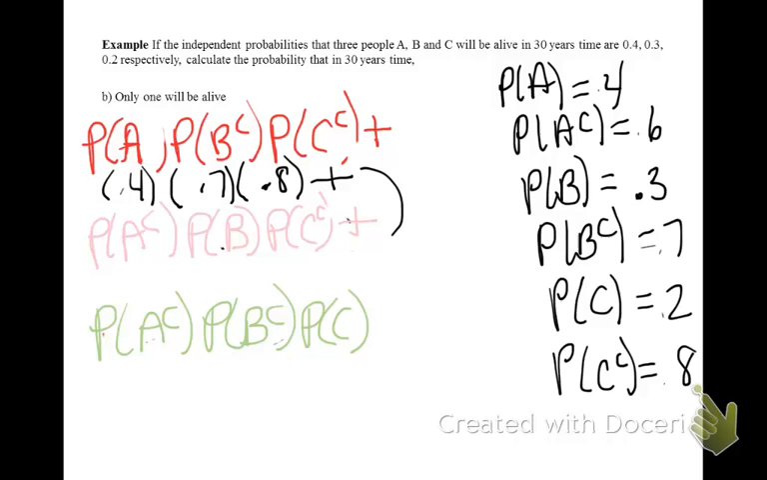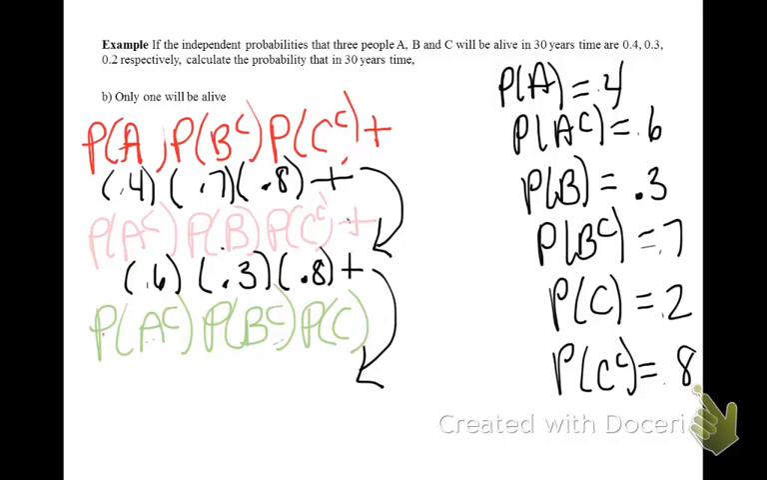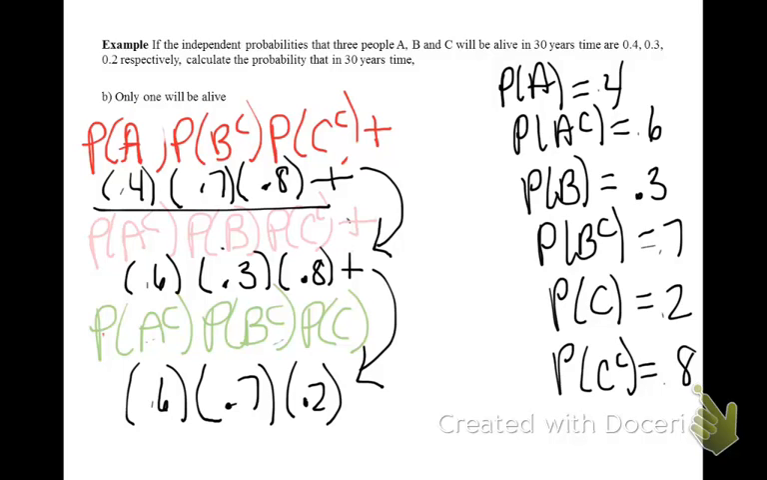Plus, when we come down to the next line, the probability of A complement is 0.6, the probability of B is 0.3, and the probability of C complement is 0.8. Plus, dropping to the next line, the probability of A complement is 0.6, the probability of B complement is 0.7, and the probability of C is 0.2. So if we add up these numbers plus these numbers plus these numbers, we'll get back the probability that only one person is alive is 0.452.